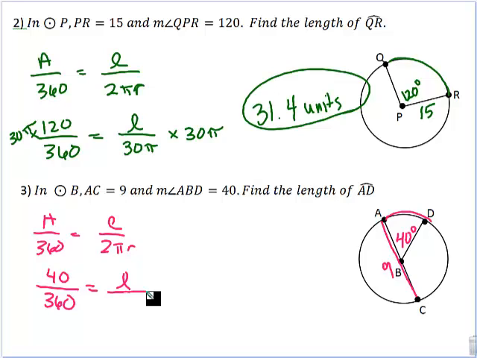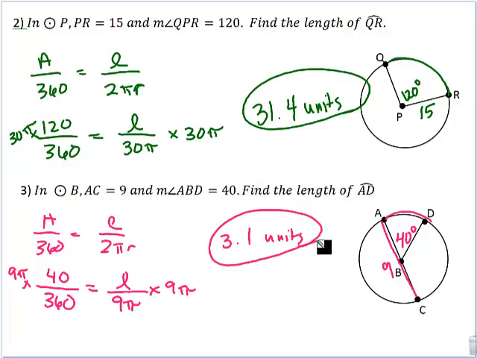2r is also what on your circle? The diameter. Are we just given the diameter here? Yeah, we're given the diameter is 9, so let's just write this as 9 pi. You certainly could divide the 9 by 2 to get the radius first, and then times it by 2 to put it back in the formula. That's fine, but it seems a little redundant. So how do we get L alone? Multiply by 9 pi. So take 40 over 360 and multiply by 9 pi. What does it end up getting you? So it's, to the nearest tenth, 3.1 units. Is that okay? Make sense?